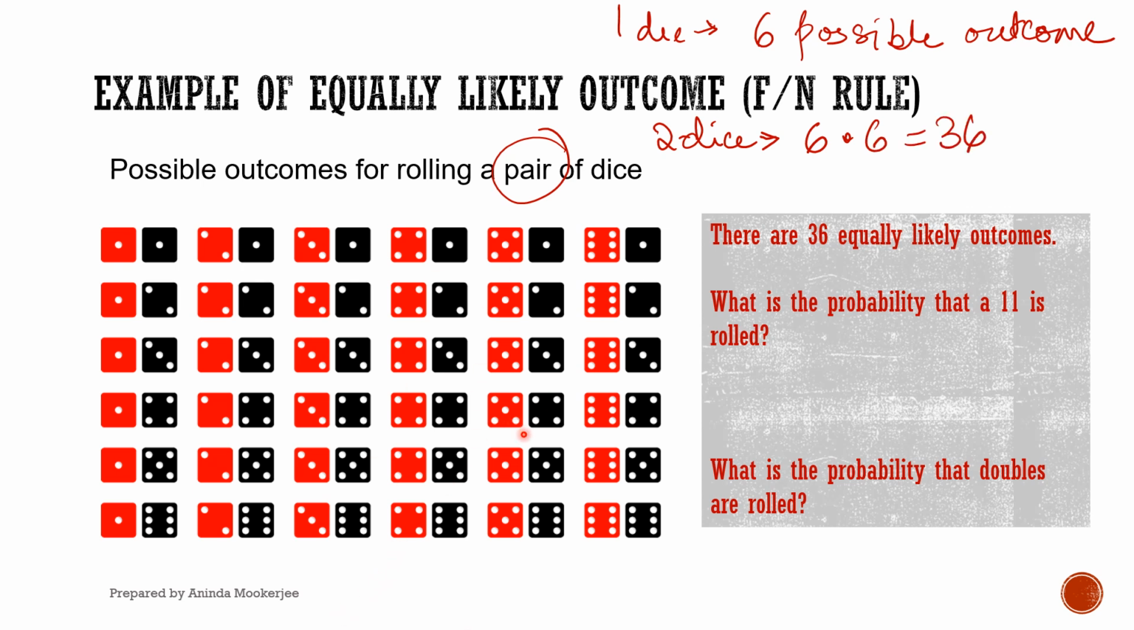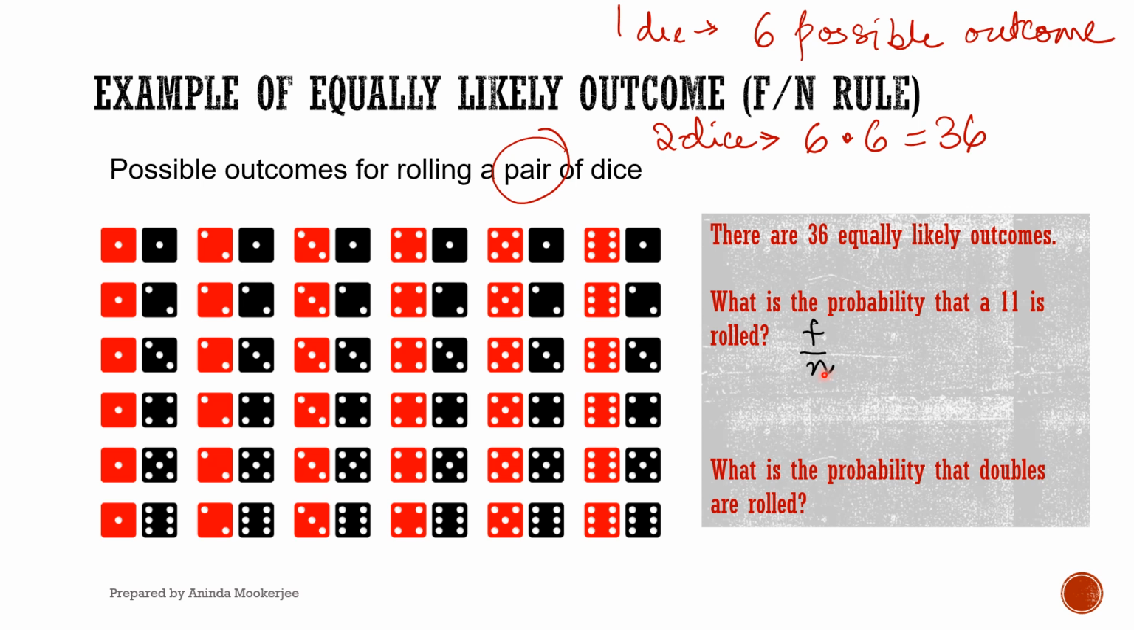And this is with replacement, because the values can repeat after each roll is what I mean. So we are going to use the F over N rule. Let's do that. F over N. I'm writing the formula here, a simple formula. So what is the probability that 11 is rolled?